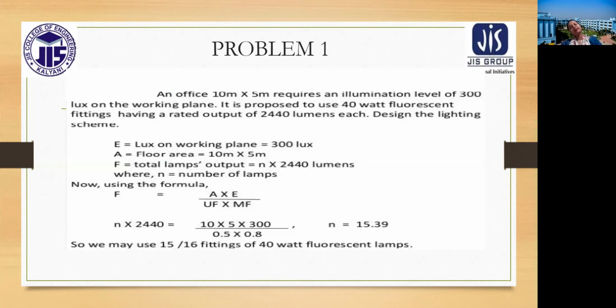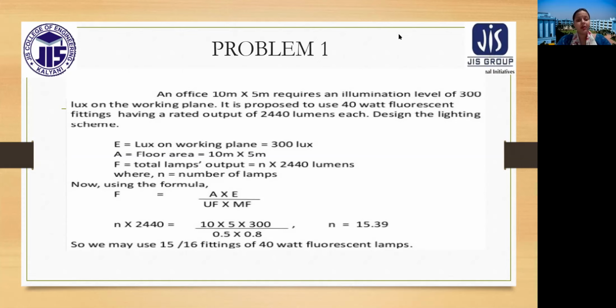Okay, so let us consider this problem for the lighting calculation methods that we have just studied. An office which is 10 meter into 5 meter requires an illumination level of 300 lux on the working plane. First look at what is given. Floor area is 10 meter into 5 meter, so A is given. Lux on working plane is 300 lux. It is proposed to use 40 watt fluorescent fittings having a rated output of 2440 lumen each. Design the lighting scheme.